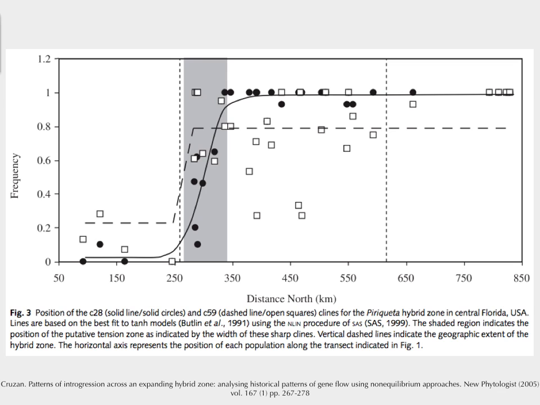It's a zone where we think there's differing selection on one parental species versus the other parental species. This is the area where the hybrids are being produced, in contact between these two different parental species. And so the width of that tells you something about the strength of selection. Yeah, good question. Other questions?